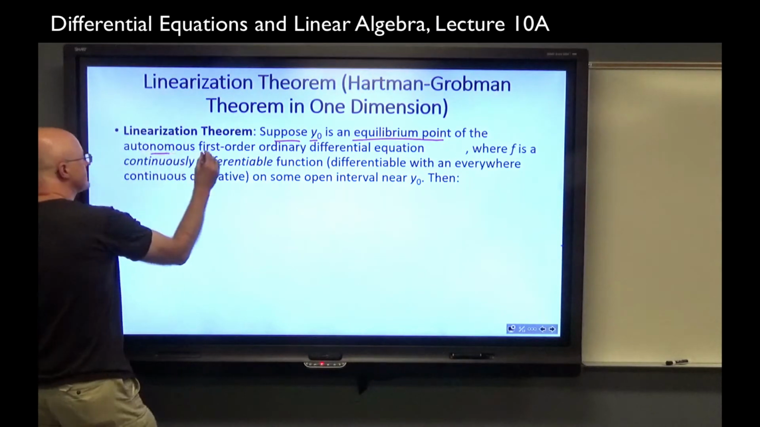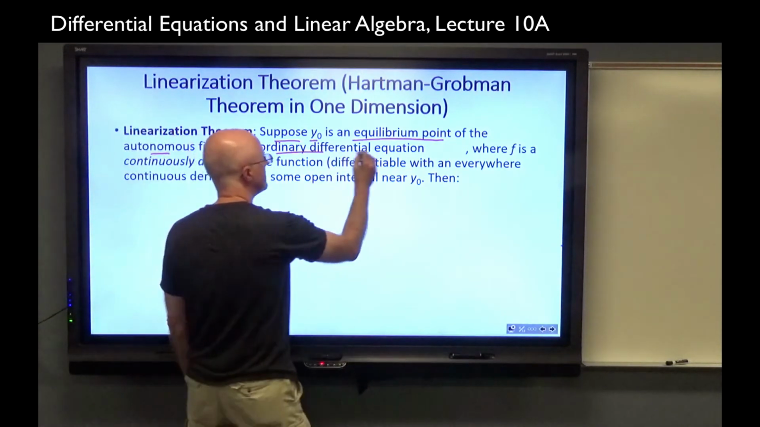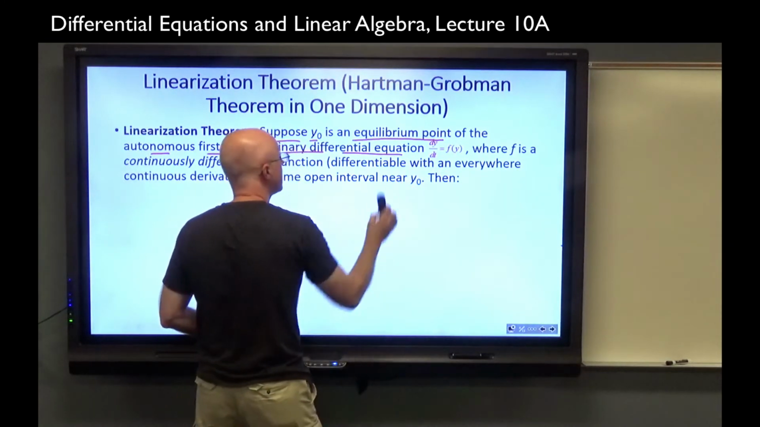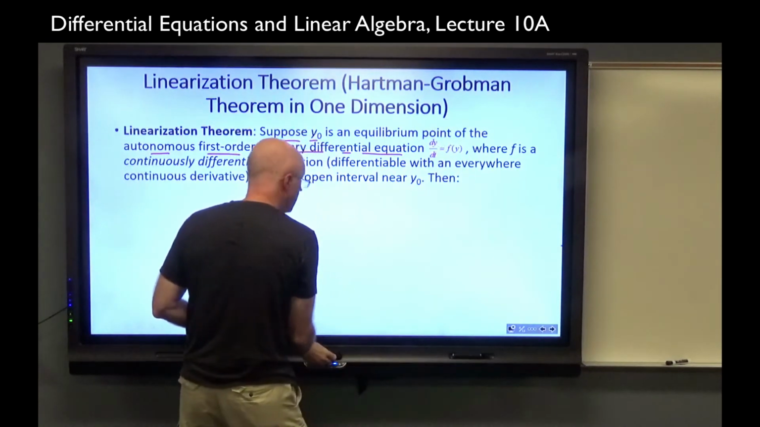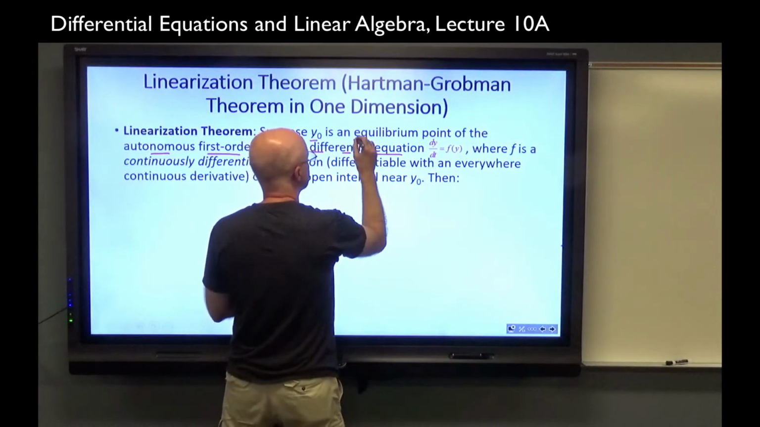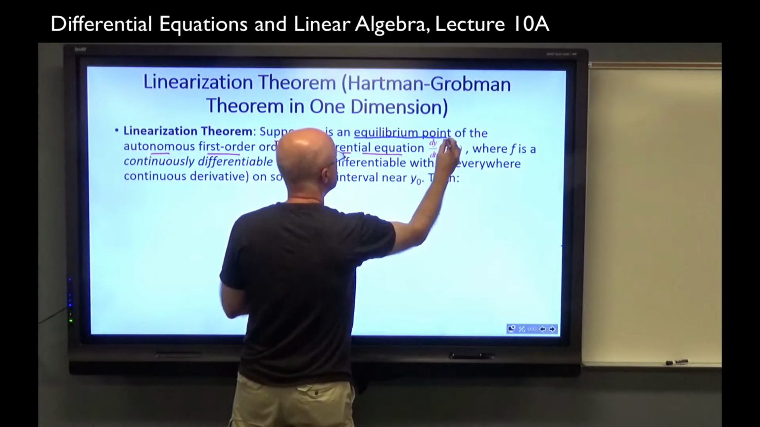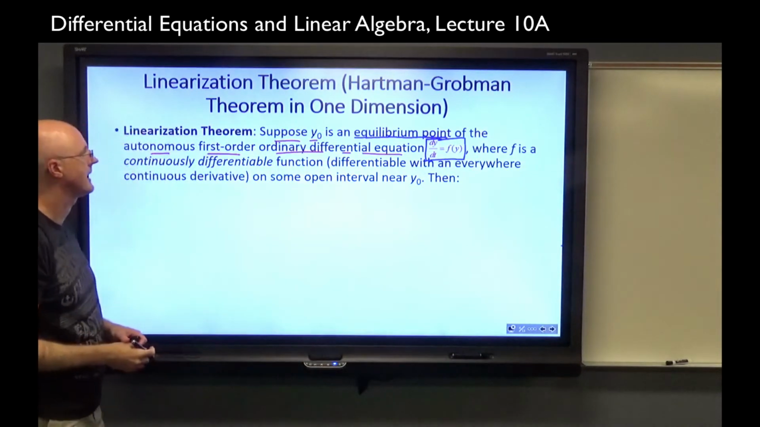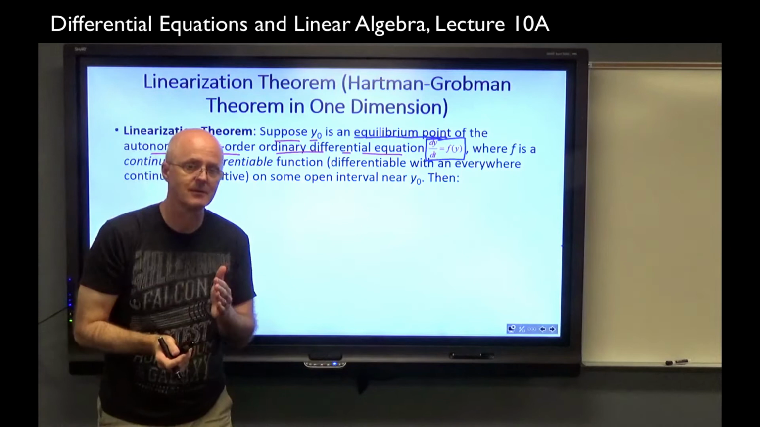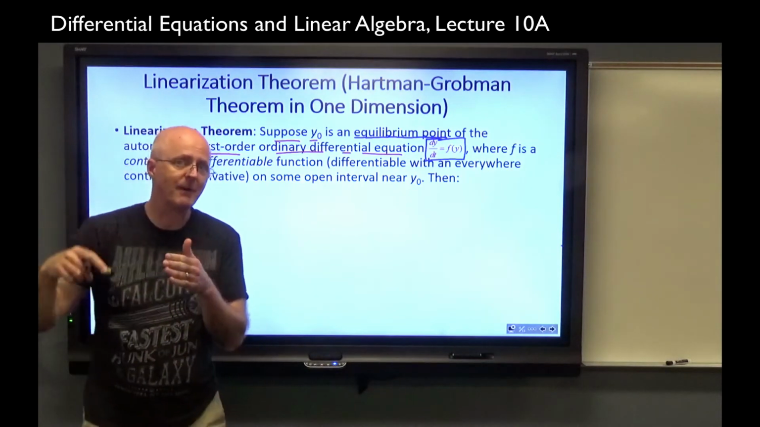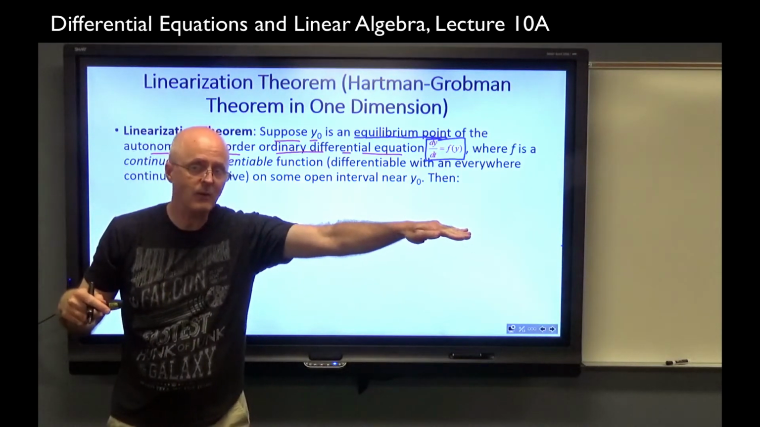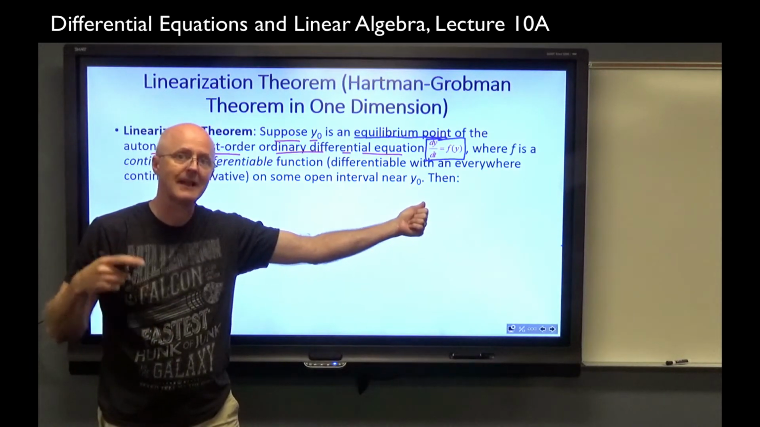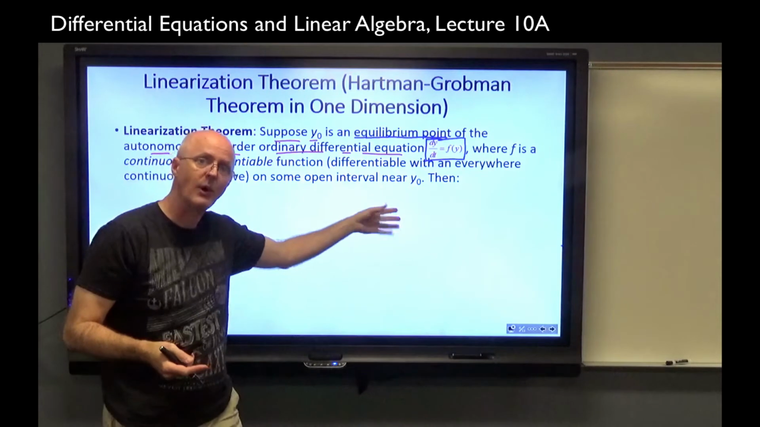Of an autonomous first-order ordinary differential equation, our typical kind right here. dy dt equals f of y. Okay, so y0 is a number that's going to correspond to a constant function, y equals y0, that's a solution of the autonomous differential equation. That's an equilibrium solution. This is an equilibrium point on a phase line.